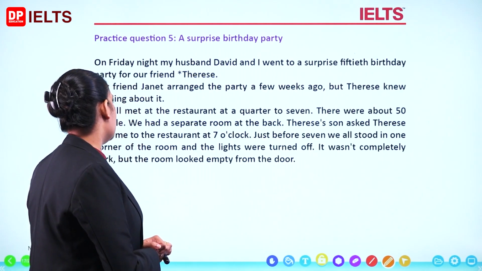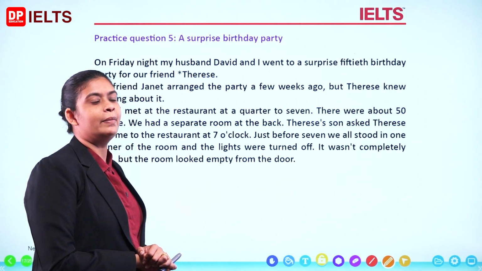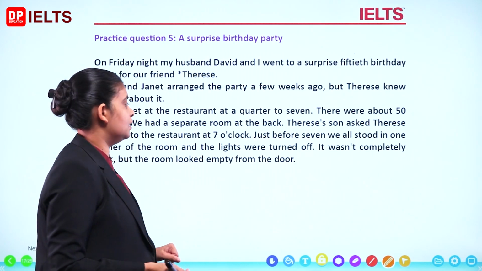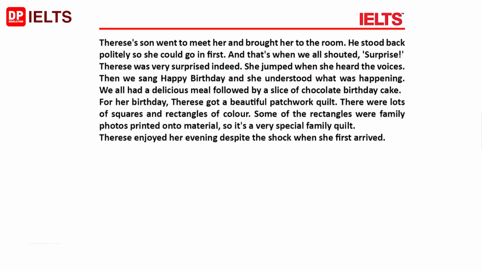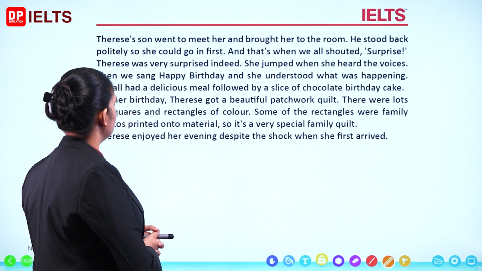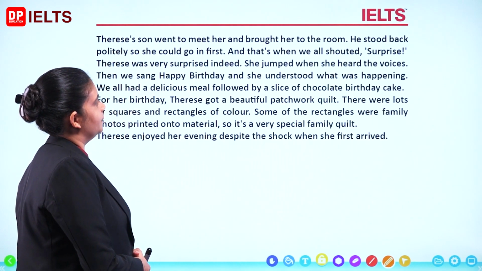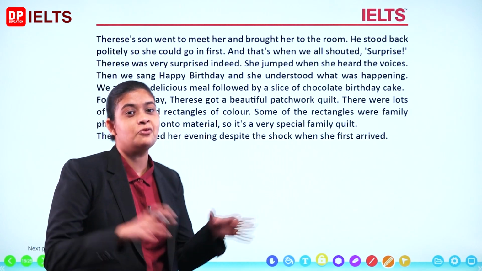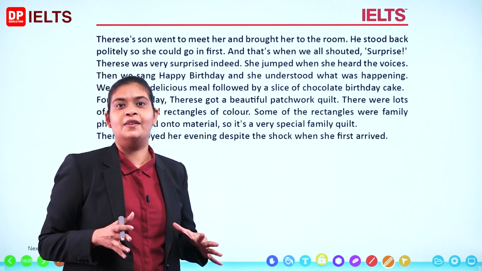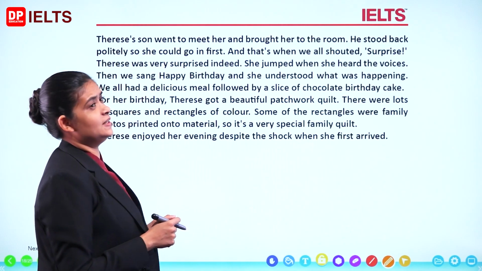It wasn't completely dark, but the room looked empty from the door. සම්පූර්ණයෙන්ම dark නැහැ. හැබැයි දොරේ ඉඳන් බලනකොට empty room එකක් තමයි පේන්නේ. Therese's son went to meet her and brought her to the room. ඉතින් තෙරේස්ගේ පුතා එළියට ගිහිල්ලා ආව හම්බෙලා එයාව කාමරය ඇතුළට ගෙනාවා. He stood back politely so she could go in first. එයා පොඩ පැත්තකට වෙලා පුතා හිටියා. අම්මට ඉස්සෙල්ල යන්න දීලා. And that's when we all shouted surprise. Okay? ඉතින් ඒ වෙලාවේ තමයි අපි හැමෝම කෑ ගැහුවේ surprise කියලා.